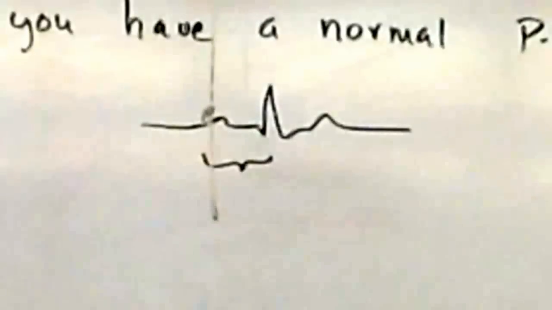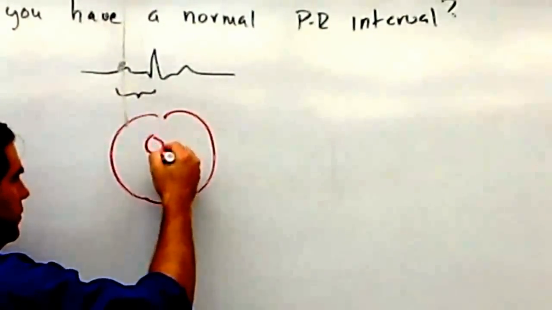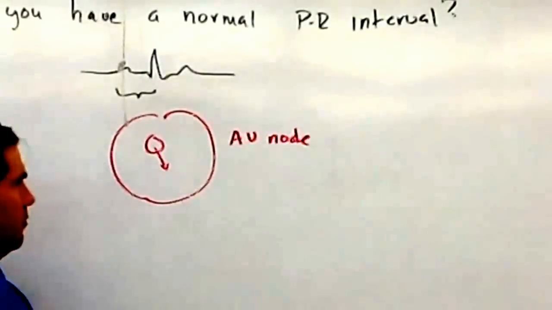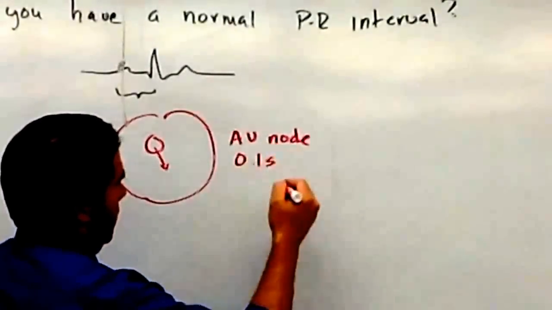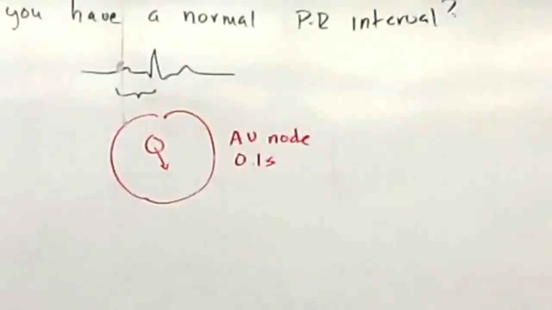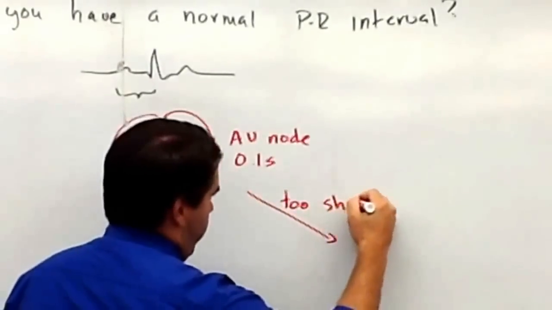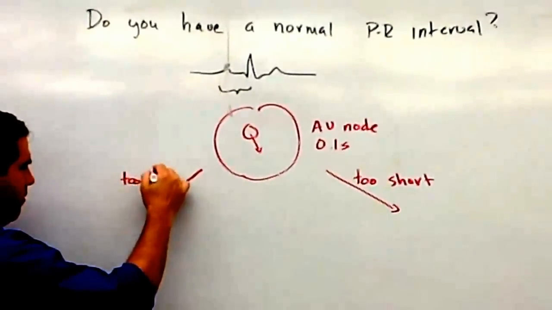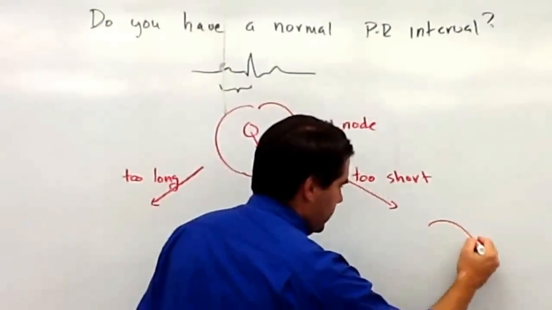And what this represents is AV node function. Remember, the AV node should hold the signal for a tenth of a second. So you definitely need the PR interval to be at least a tenth of a second. One of the problems can be too short. Another problem can be too long. Too short is simple, and it's very similar to what we just did.